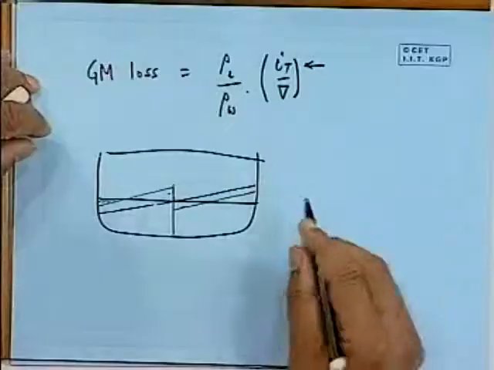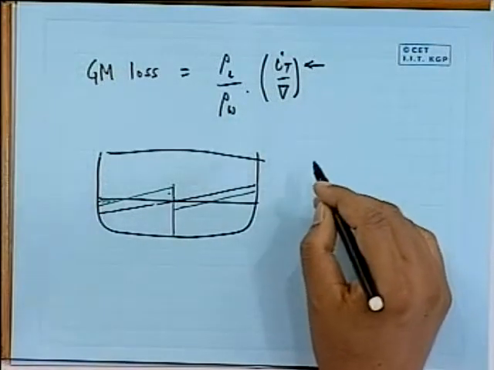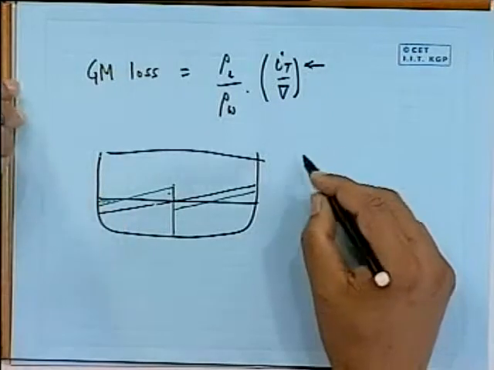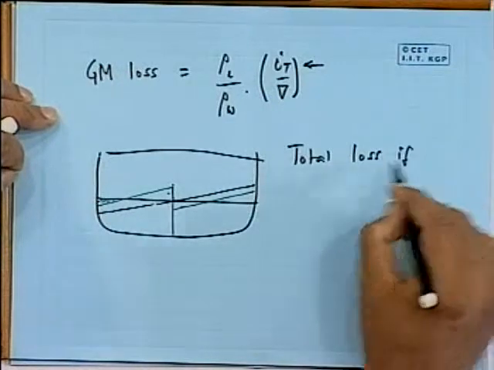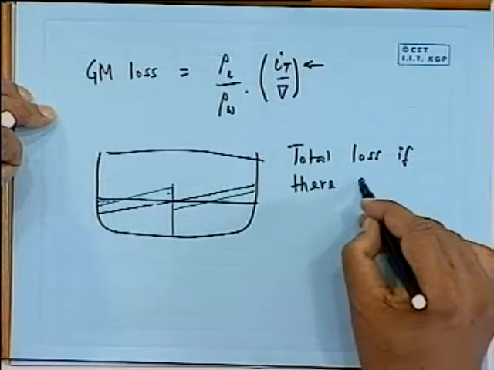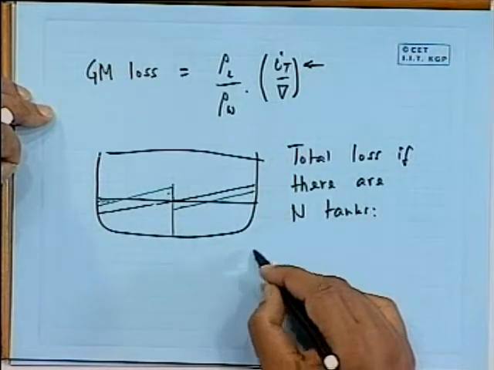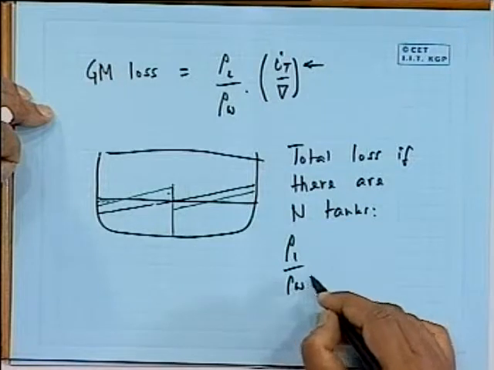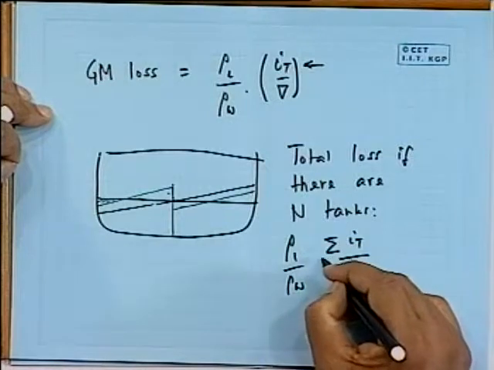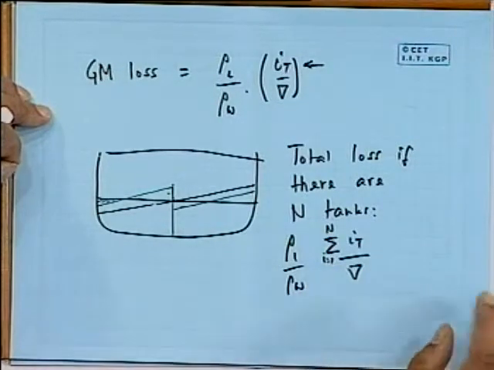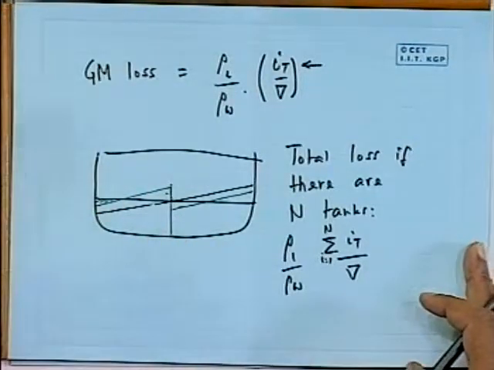Now it turns out that the total GM loss is simply the sum of IT of all the tanks. In other words, the total loss, if there are n tanks, becomes rho L by rho W into sigma IT by V, i equal to 1 to n. That means if there are 10 tanks, you have to add the ITs up, 1, 2, 3 like that.